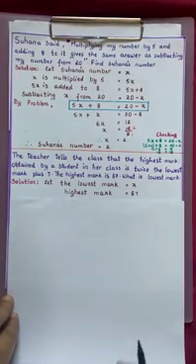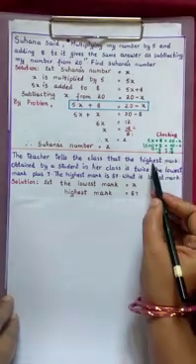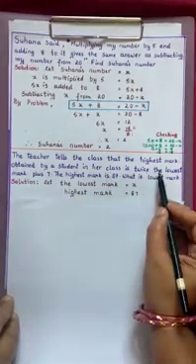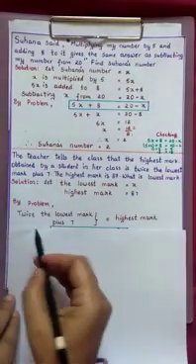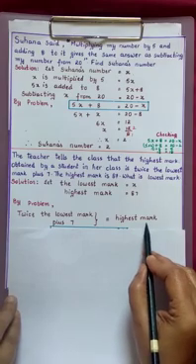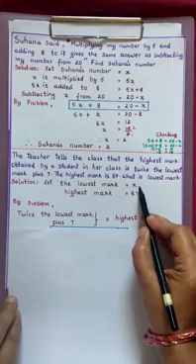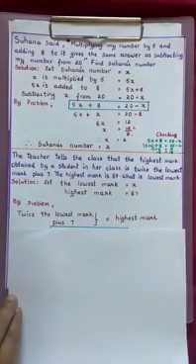So according to the problem, what is the relation between the highest mark and lowest mark? Highest mark obtained by a student in her class is twice the lowest mark plus 7. So by the problem, twice the lowest mark plus 7 is equal to the highest mark. Twice the lowest mark means twice of x. Twice of x means 2x. If 2x is added to 7, which is equal to 87.